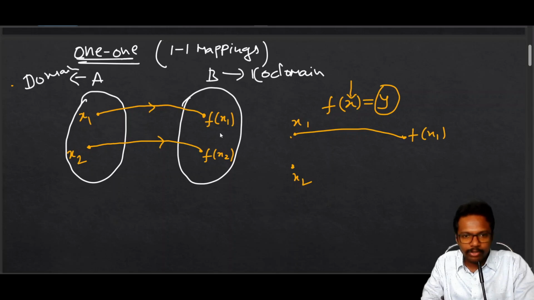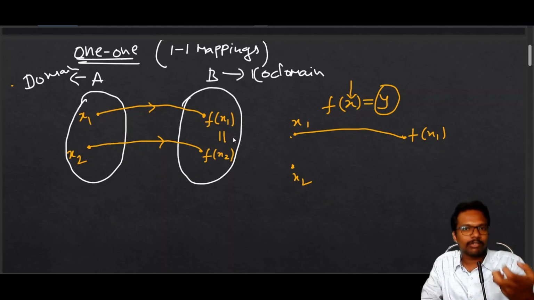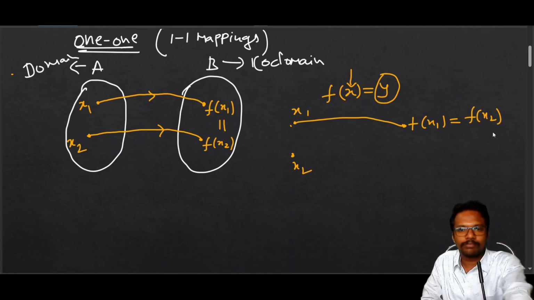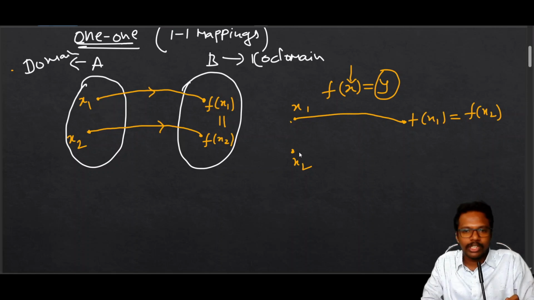Now I try to assume these two are equal. To check the 1-1 function definition, I am going to assume that both f of x1 and f of x2 are equal. If both are equal, what will happen? That is what I have to see now. So now I have made these two equal: f of x1 equals f of x2.